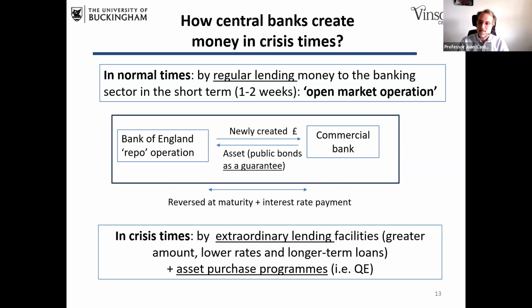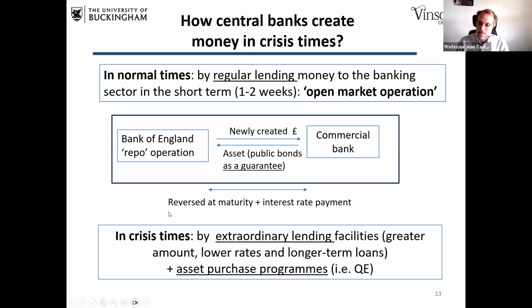Which interest payment? That's determined by the policy rate set up by the Bank of England. This is the rate that we hear in the news when the Bank of England, the Monetary Policy Committee, meets every 6 weeks and determines that the policy rate in the UK is going to be X%. That's the rate at which they lend out money to the banking sector.